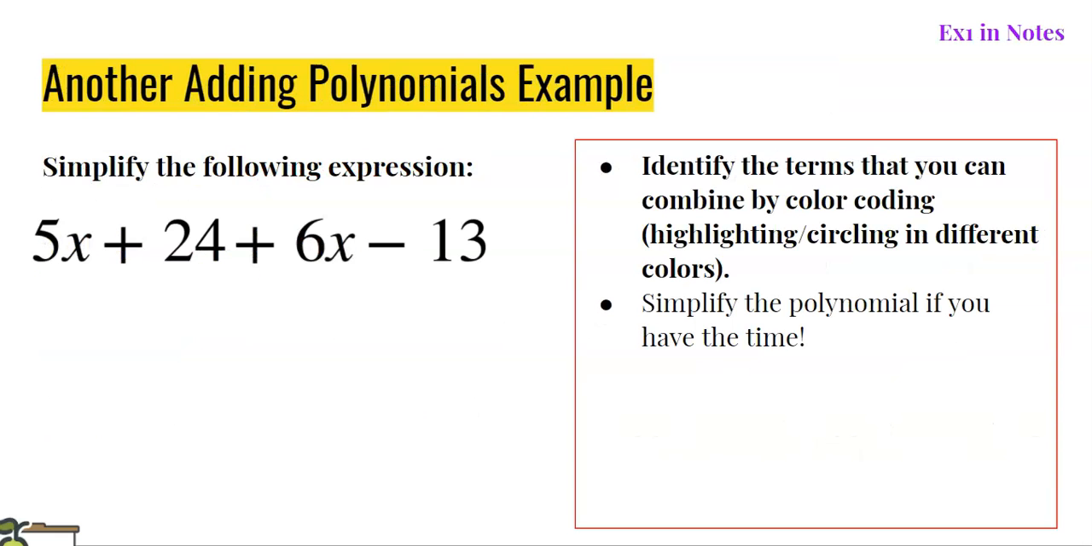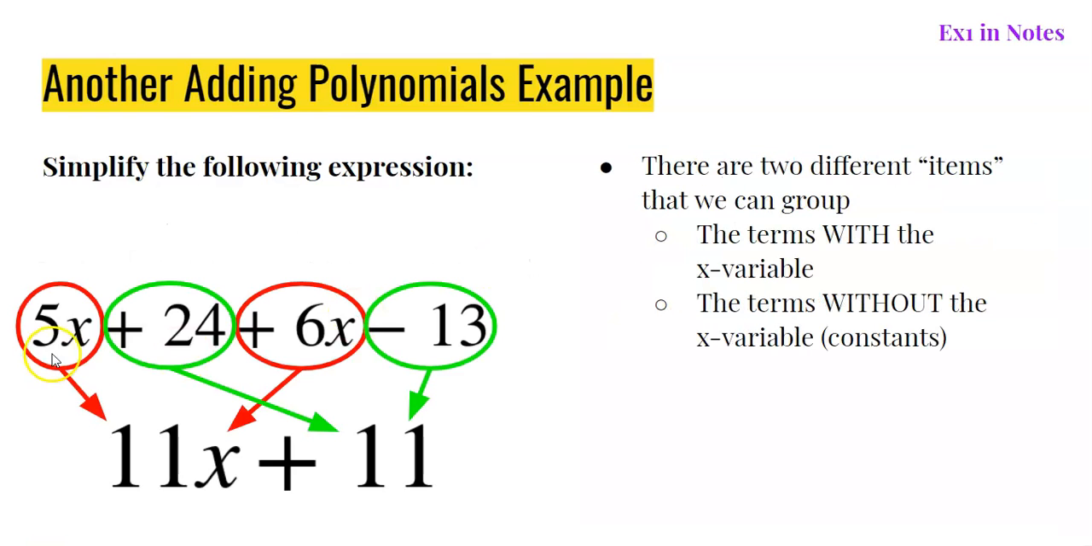Now, here's another example of adding polynomials. We're given the example of 5x plus 24 plus 6x minus 13. First, you have to identify the terms that you're given, and then categorize them and group together our like terms. In this case, hopefully you notice this 5x can be combined with a 6x since they both have an x. They're like terms. This 24 can be combined with this negative 13 since they are both constants, which are numbers without variables. 5x plus 6x is 11x. 24 minus 13 is 11. 11x plus 11 would be the answer.